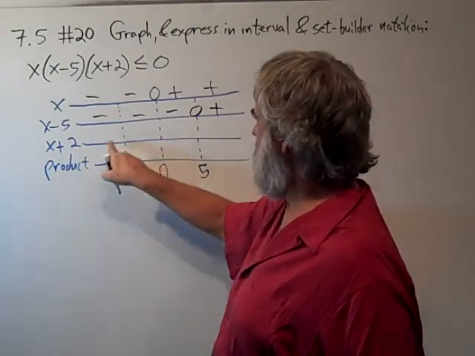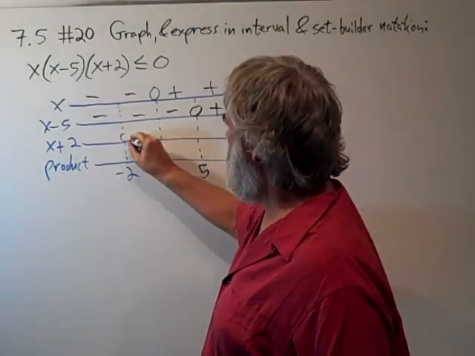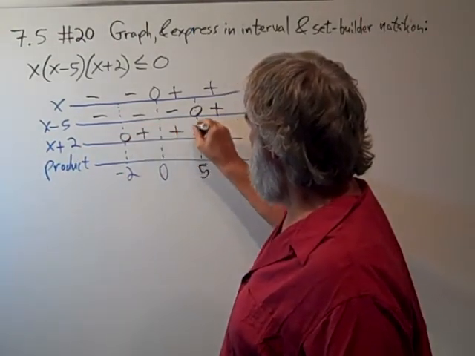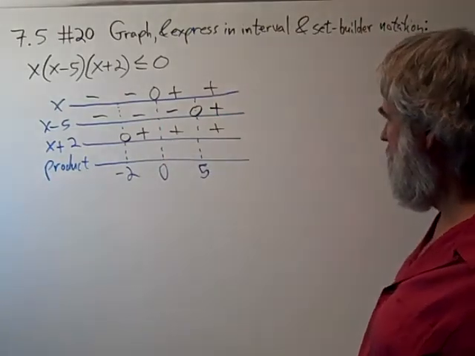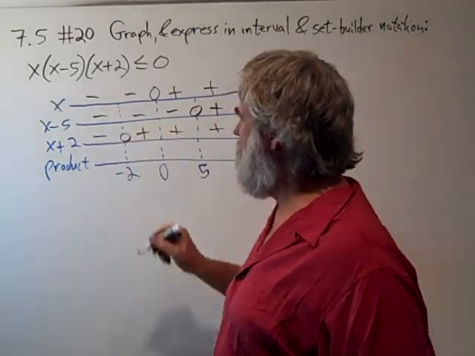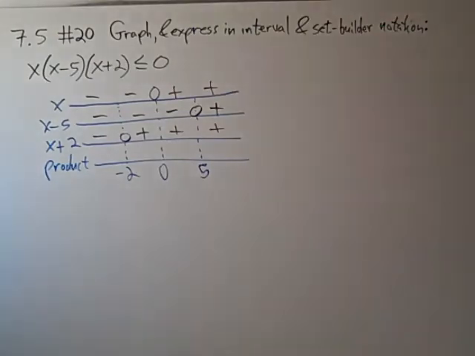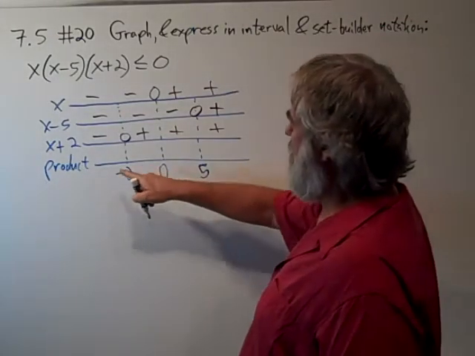X plus 2 is equal to 0 when x equals negative 2. And when x is larger than negative 2, x plus 2 is positive. When x is less than negative 2, x plus 2 is negative. So to complete this chart now, we simply multiply to get the product.